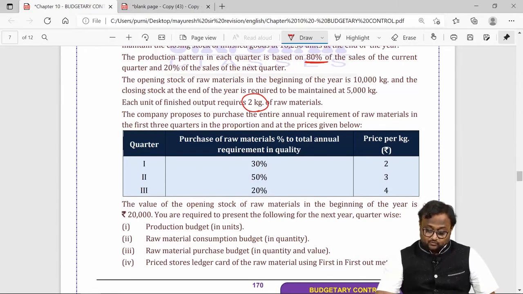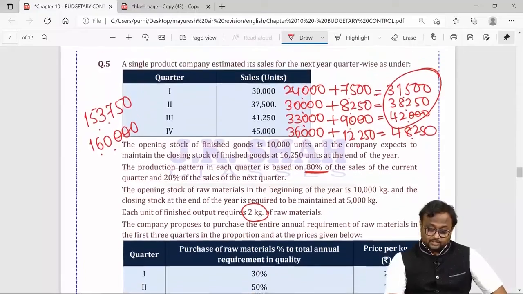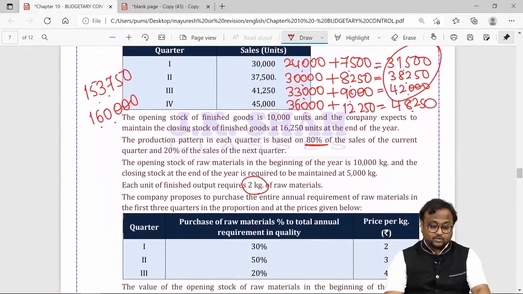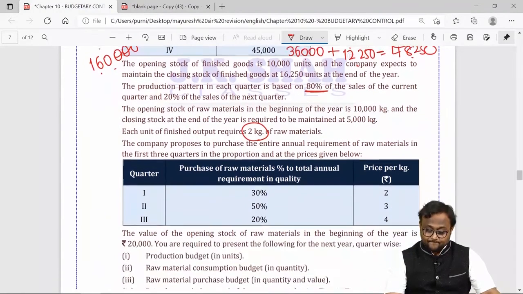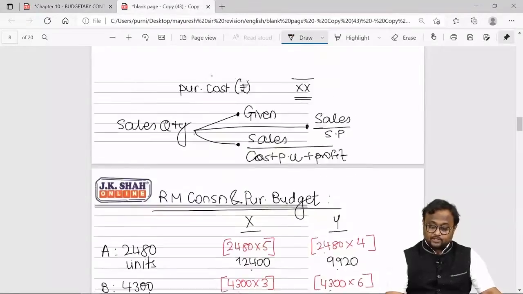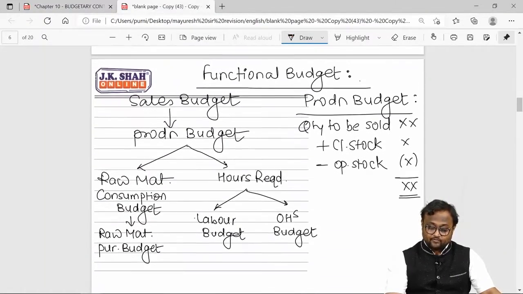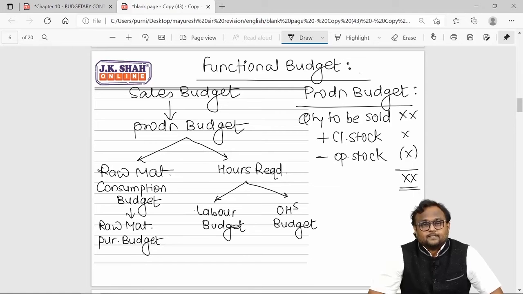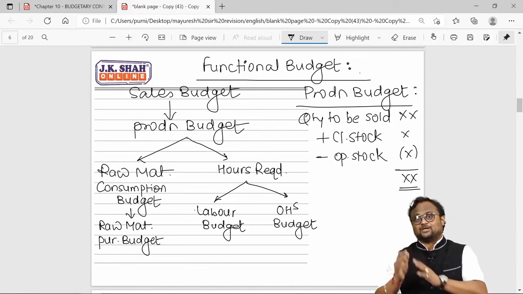So guys, this is what we do in case of a functional budget, and I think things were comfortable in terms of understanding. Sales, production, consumption, purchase is something that you are supposed to remember forever. This chart is more than enough to crack any functional budget question. Is this clear? Okay, so let's go for that 1%.